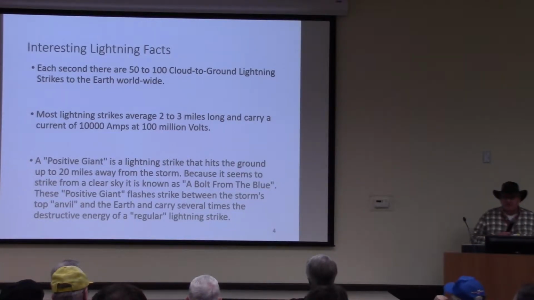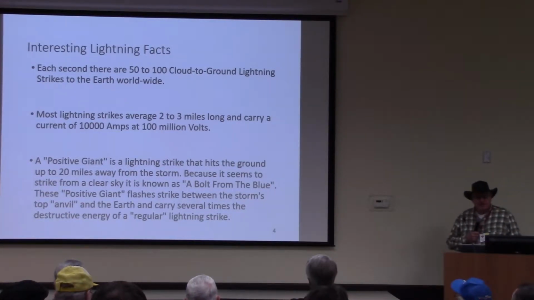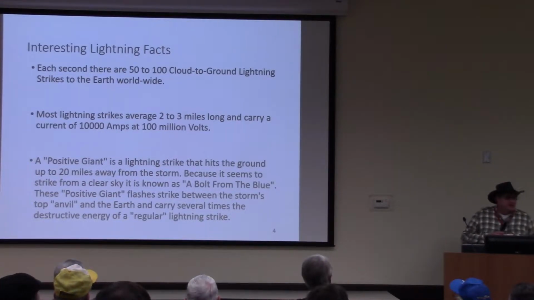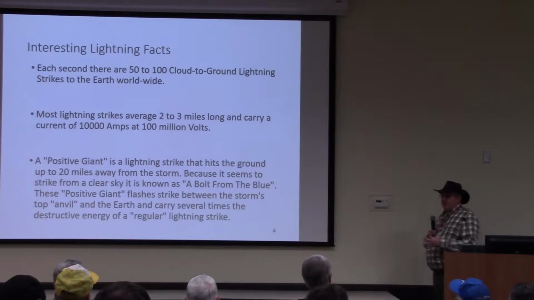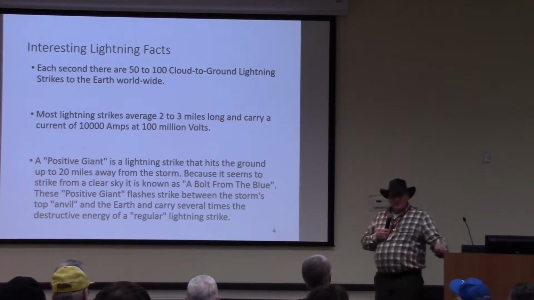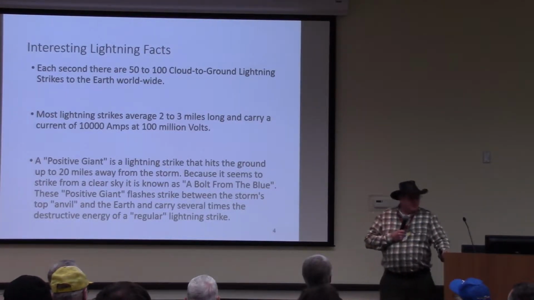You do have a positive giant lightning strike that can hit the ground up to 20 miles away from a thunderstorm. I'm not going into how a thunderstorm generates the lightning, but suffice it to say, it's drawing charge from the whole area around it, and it can be up to 20 miles away.